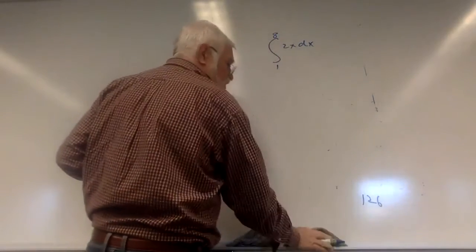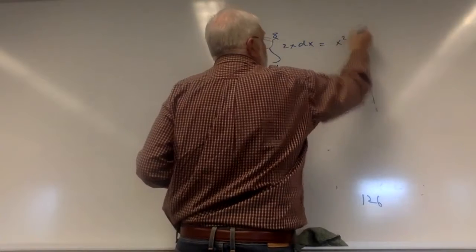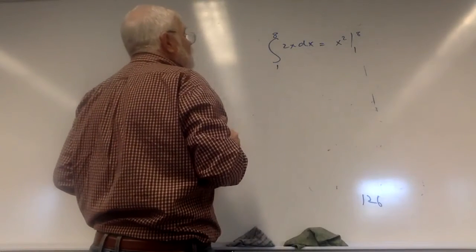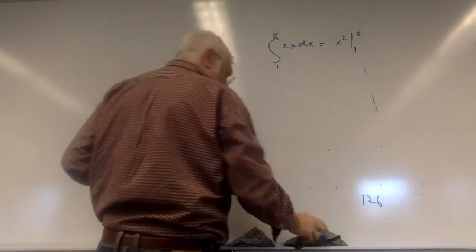So let's see if we get 126. So 2x came from what? x squared from 1 to 8. Certainly not going to get the answer I thought I was going to get. 7. So I just have to do this problem all over again.